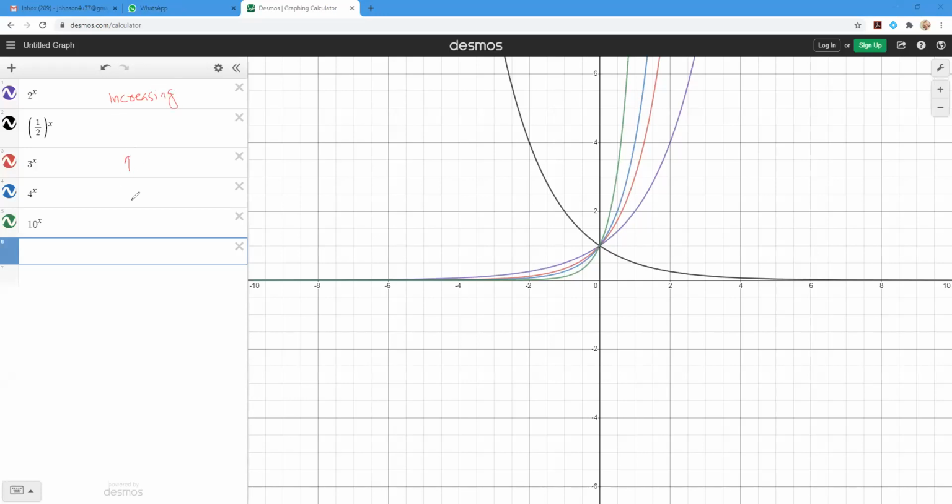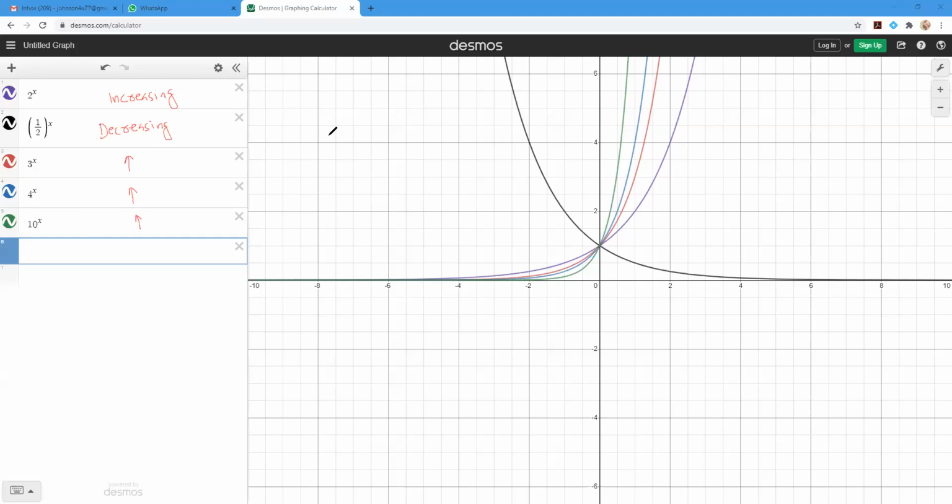ऐसे ऊपर symbol किया तो increasing symbol, just to understand. In all these cases, you can see that when you are moving from left to right, the graph is increasing. This is the basic shape of the graph, increasing. Here you can see that it is 1 by 2, so it is decreasing when the base is between 0 and 1.